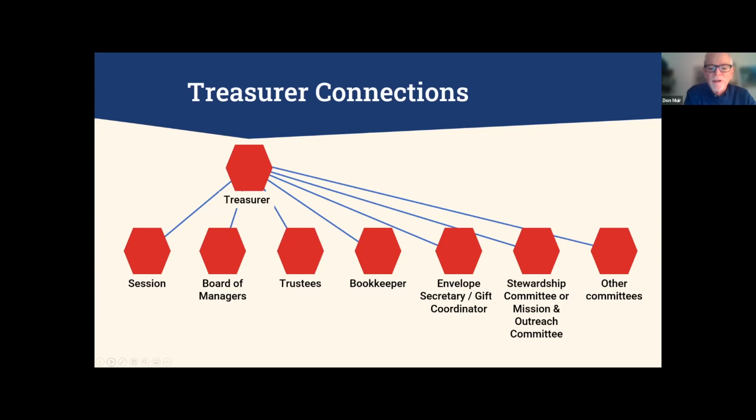You'll see that the treasurer has more contact with some of these people than others, and the degree of contact may vary from congregation to congregation, depending on how it's set up and who's doing what jobs and so on. So the next slide.